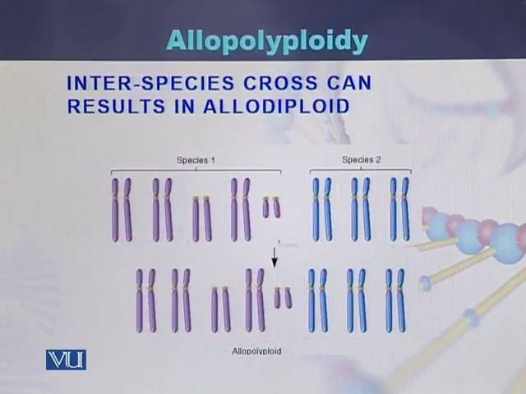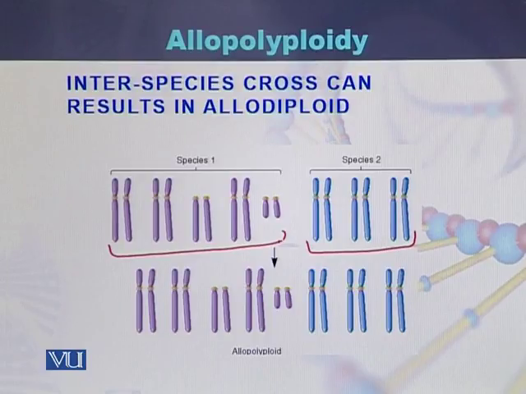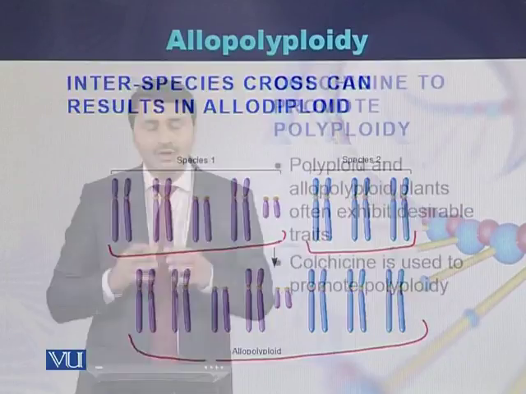Interspecies crosses can result in allodiploids. If species 1 is diploid and species 2 is also diploid, we can see here two chromosomes per set. This species is diploid and this species is also diploid. When there is a cross between these two species, all the chromosomes come into a single species, and such a species is called an allodiploid.